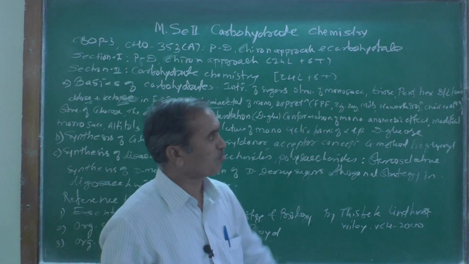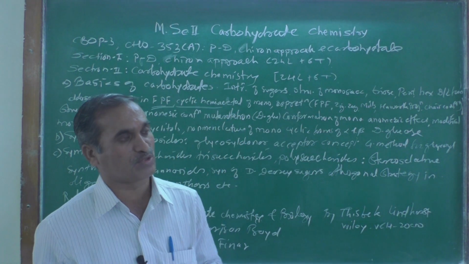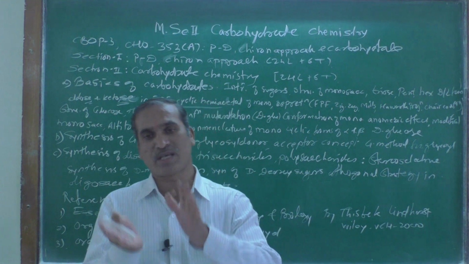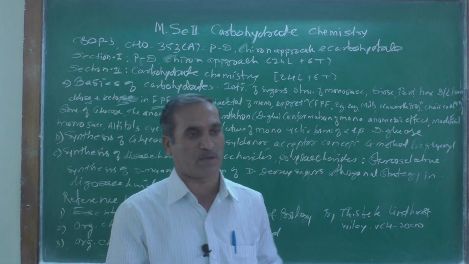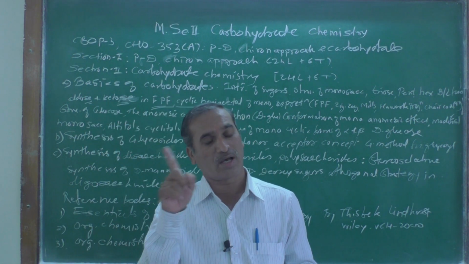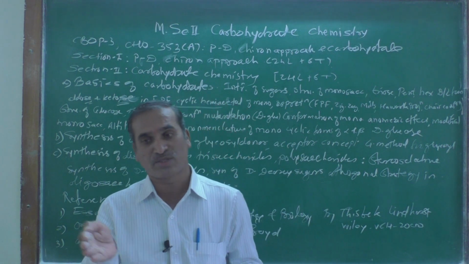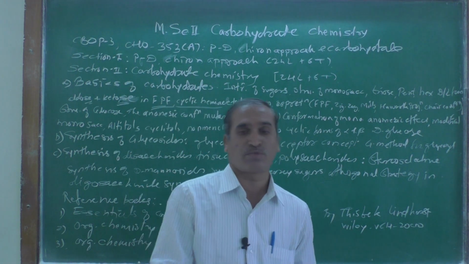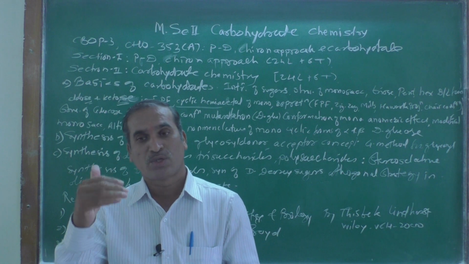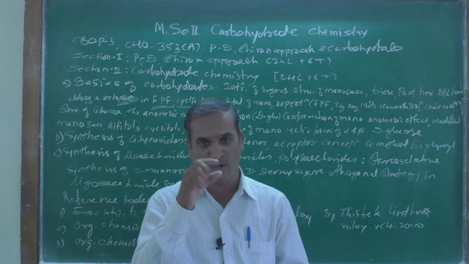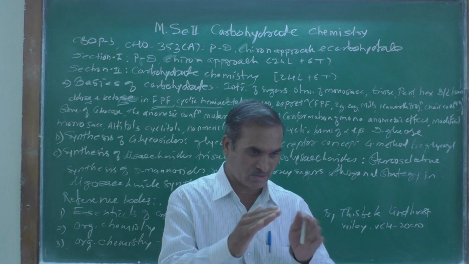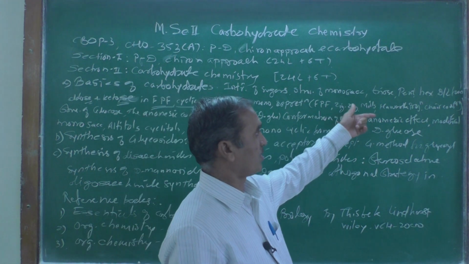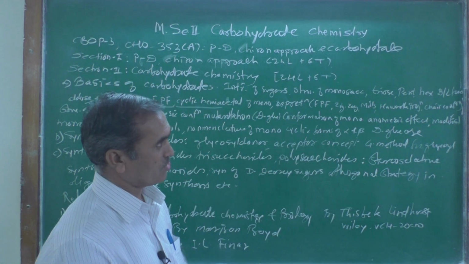Then the Mills-Haworth projection formula. As we know, some of the properties are not shown by the open chain carbohydrate, like glucose if you consider, and some are shown by the cyclic structure. Therefore the Haworth projection formula is better than the Fischer projection formula to understand the cyclic structures, which are in chair form. Like this Haworth projection formula, that is the chair conformation.